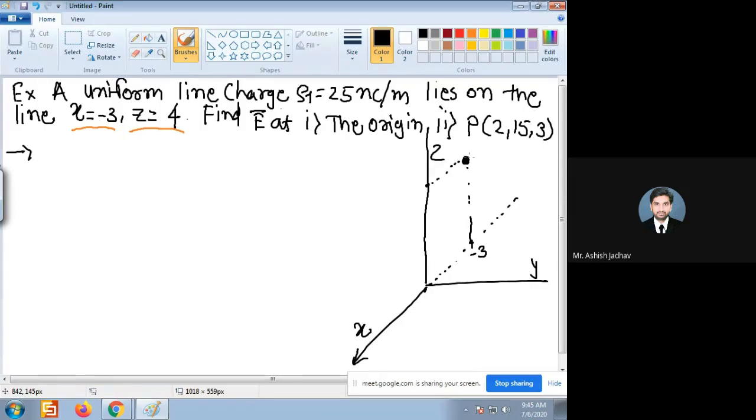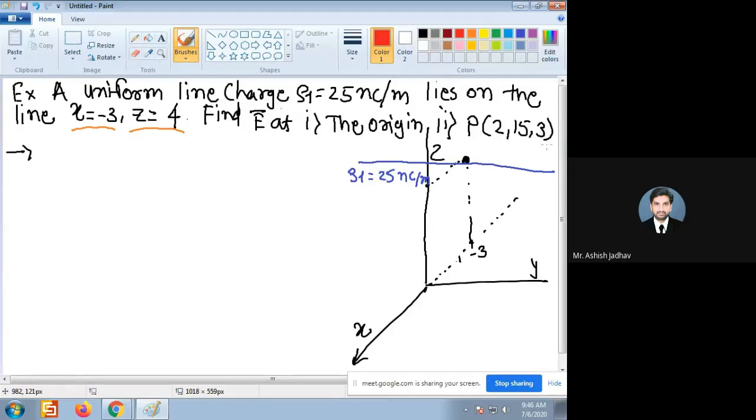And we know that the line charge is passing through this point. So I can draw the line charge here. So this is your line charge which is passing through this point, right? Now on this line charge, what density is present? Rho L is equal to 25 nanocoulomb per meter, right? So this is the density present on this line. So because of this line charge, what is the electric field intensity produced at origin? That we need to find.